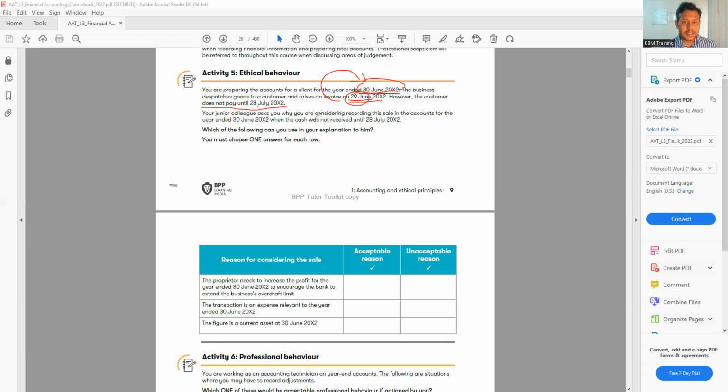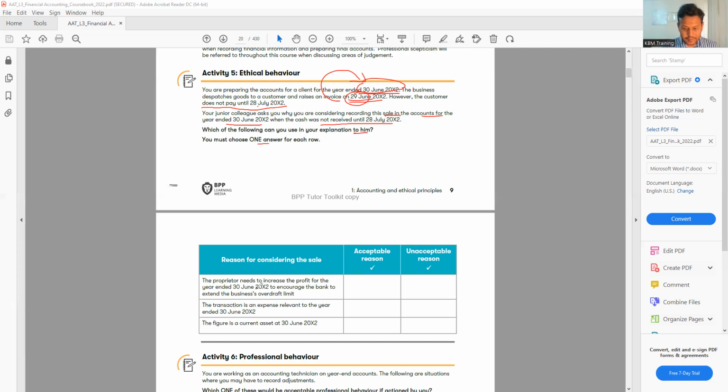Your junior colleague asks you why you are considering recording this sale in the accounts for the year ended 30 June when the cash was not received until July. Because of the accrual concept, because it will create our asset. If the customer said, I will pay you later, and the year has ended, then on the year-end date this customer will be treated as a current asset, and we call it trade receivables. In the near future, we're going to receive some money from that customer. Which of the following can you use in your explanation to him? You must choose one.